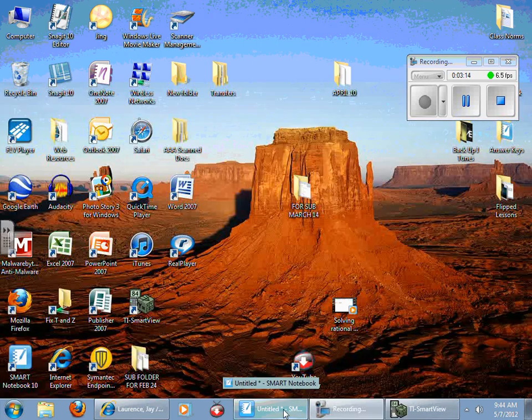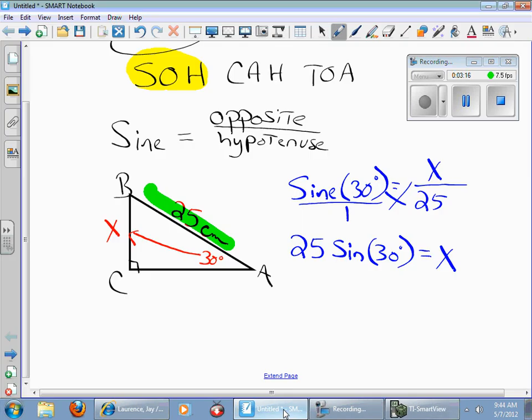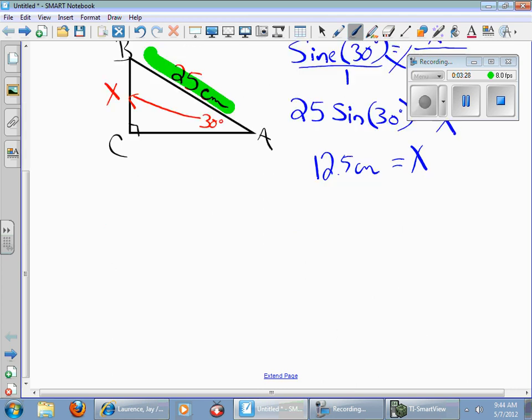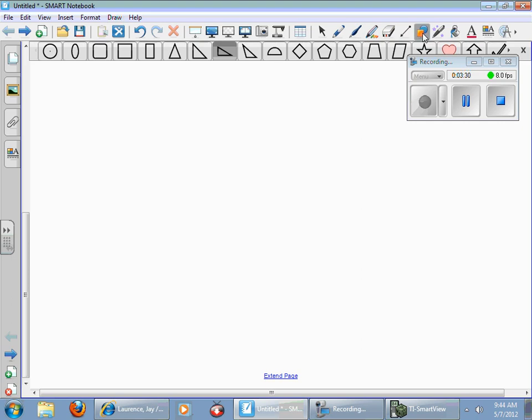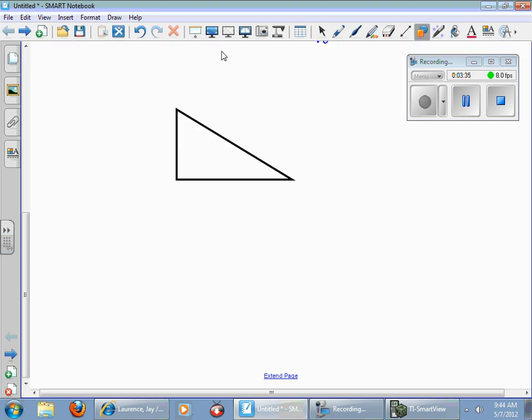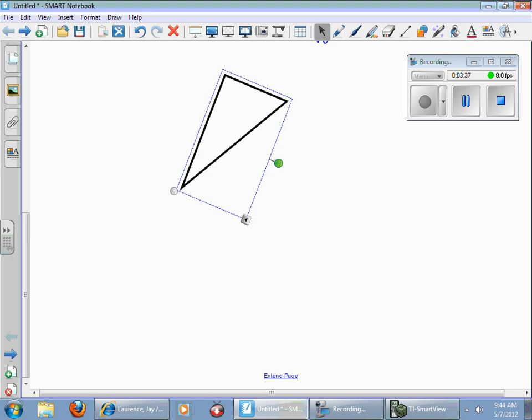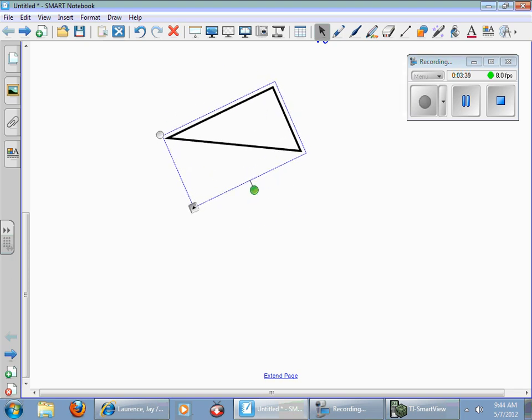So what that means is that X ends up equaling 12.5 centimeters. All right? That's how simple it is. If I have a right triangle like this, let me make it look different. Okay, I'll put my right angle where it goes. I'll call that C, I'll call that A, and that B.